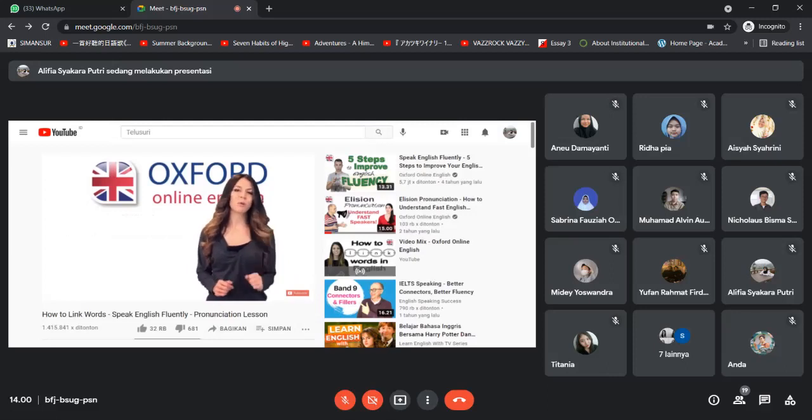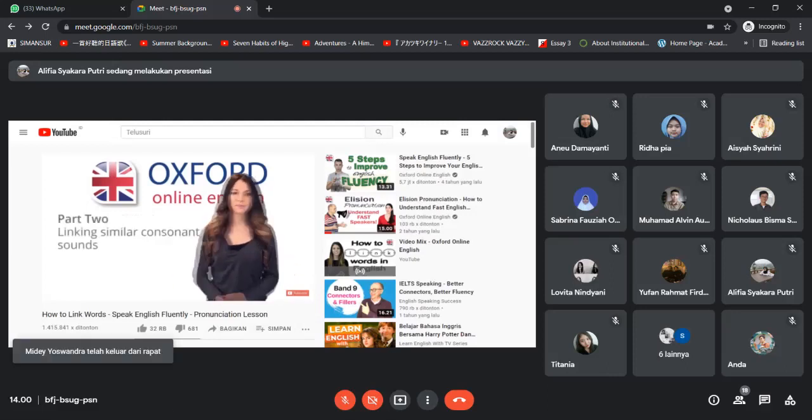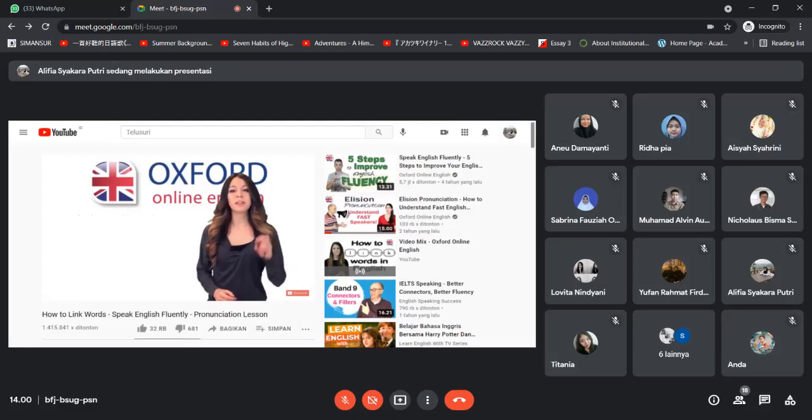Okay, let's look at one more point about linking consonant sounds. Part 2, linking similar consonant sounds. You already know that you can link two of the same consonant sounds together. You can also link similar consonant sounds. For example, cheese sandwich. Breathe through. Cheese ends with a z sound, and sandwich starts with an s sound. These aren't the same, but they're similar. The only difference between s and z is that z is voiced. Everything else is the same. That means we can link the sounds.